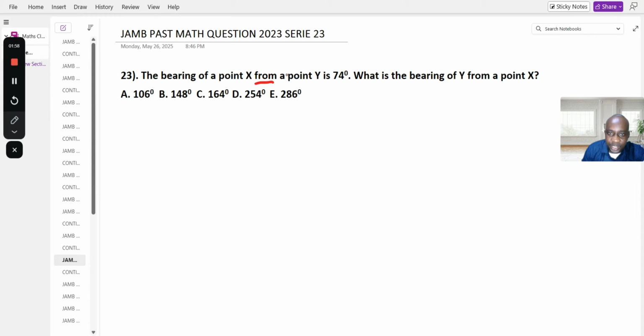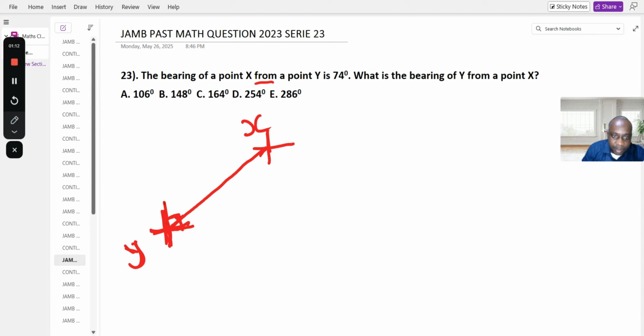Yeah, the starting point is Y, because it says from a point Y, it means that it's starting from Y. Let's draw it like this. This is Y. What is the bearing of a point X from Y? It is 74 degrees. Therefore, from here to here is 90. For you to draw 74, you'll be counting 1, 2, 3, 4, 5, 6, 7, 8. It will stop from here, 74, before it reaches 90. This one will be X.